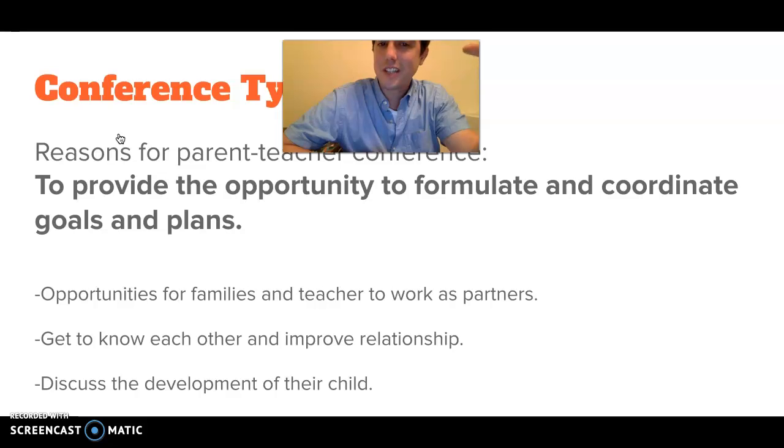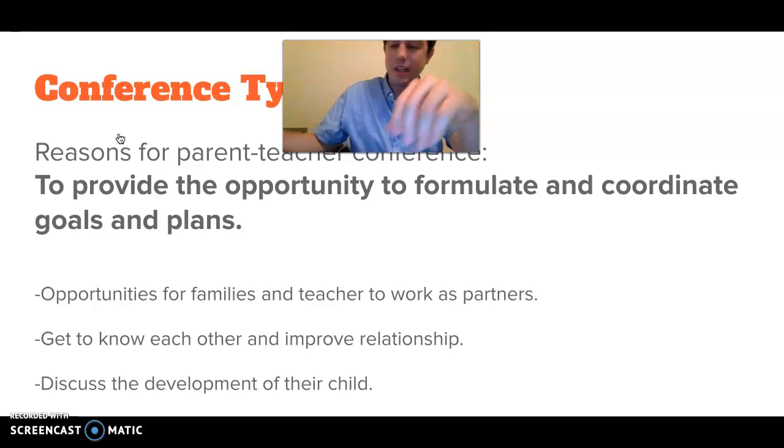And it's also a chance to get to know and improve that relationship, because you're interested in their child. That means a lot to them. And then we can discuss the development, how they're progressing on these goals. And like I said, this is a time to discuss these goals and maybe even come up with new ones.